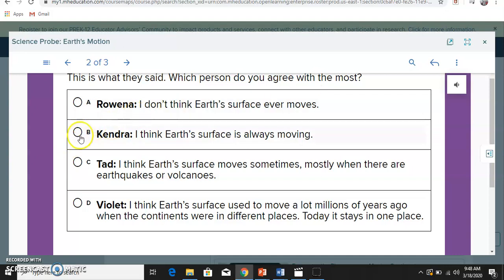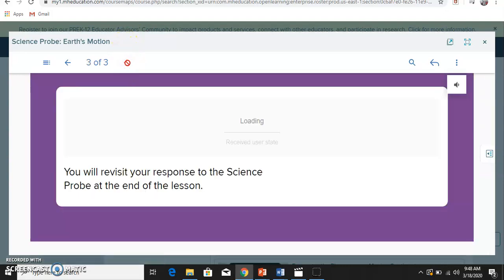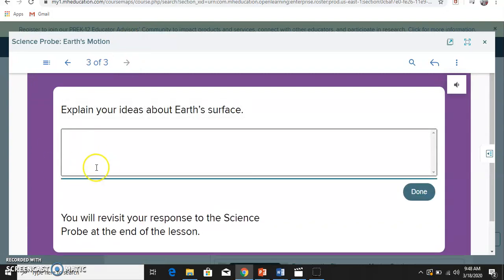So now, I think I would agree with Kendra because we've talked about the motion of the tectonic plates, which represent the continents of the earth. And these plates are moving, and we saw the Pangaea, and we saw the current globe. So this is why I'm agreeing with Kendra. Now, in your book, on page 5, you have some lines given to you. There are some spaces of line for you to explain your idea.